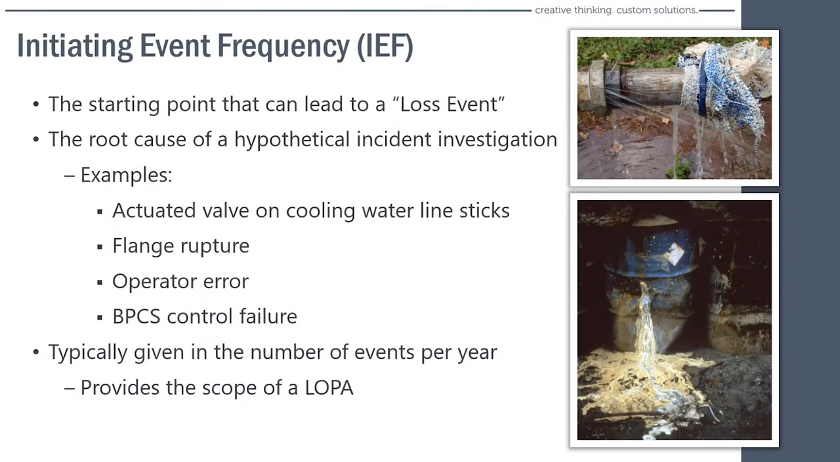Then you start going down the initiating event frequencies. What happens at the beginning? How often does something happen? For example, the root cause of a hypothetical incident investigation could be an actuated valve on a cooling line fails, or you have an operator error, or BPCS failure. Something happens that starts the deviation process.